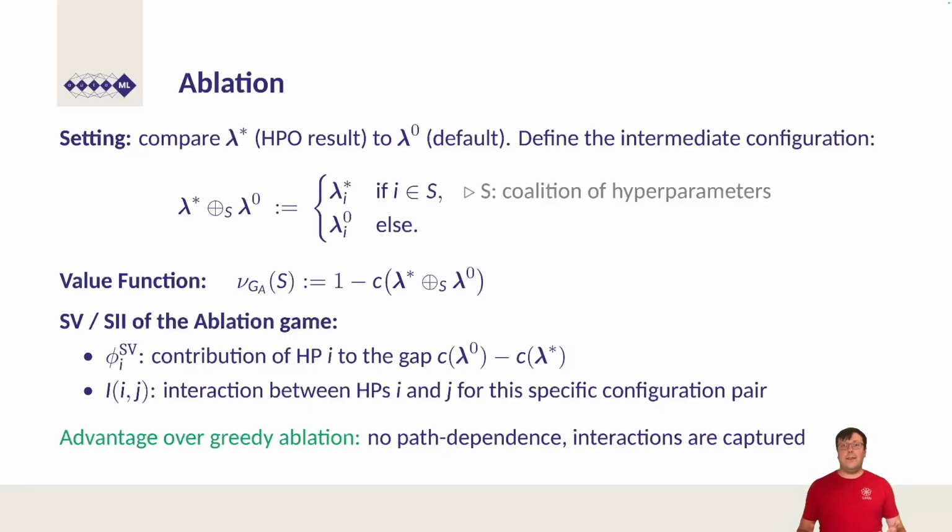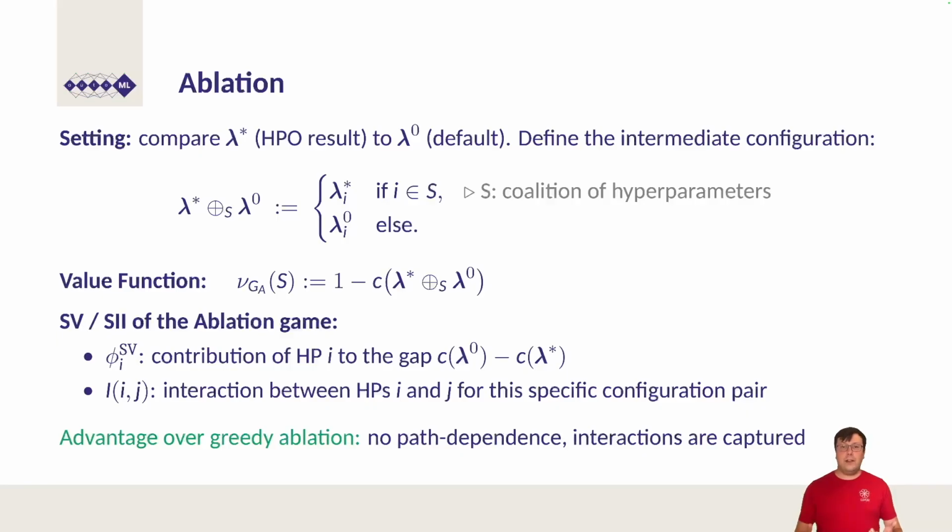The first instantiation of HyperSHAP recasts ablation game theoretically. Given a target, the HPO result, and the base, the default, defined for any coalition as the hybrid configuration that takes target values on S and base values on the complement. The characteristic function is the performance of that hybrid, similar to the ablation path analysis, written here as 1 minus the cost.